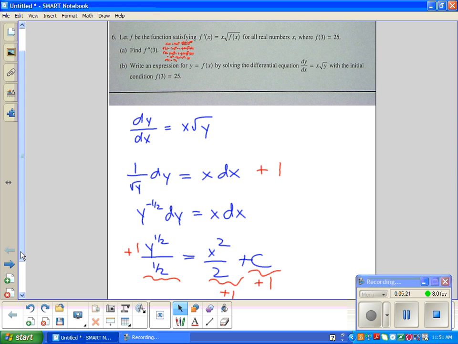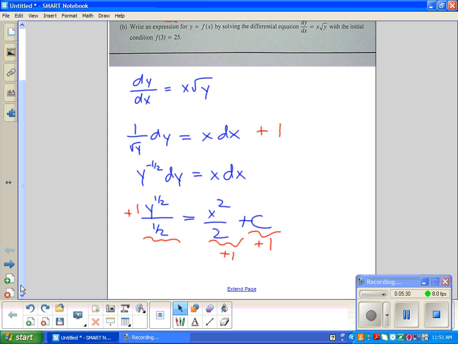All right? Now, they don't want this. They want you to have y equals, right, f of x. And they gave you this. So we have to keep working. They give you the initial condition. So we have f of 3 equals 25, right? So same initial condition as part A.